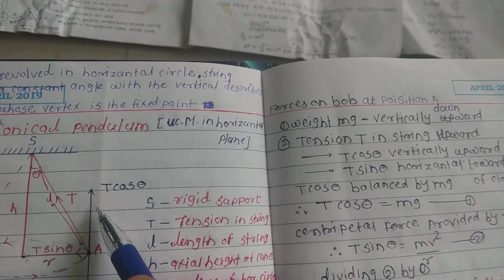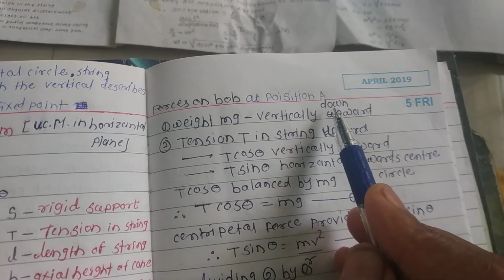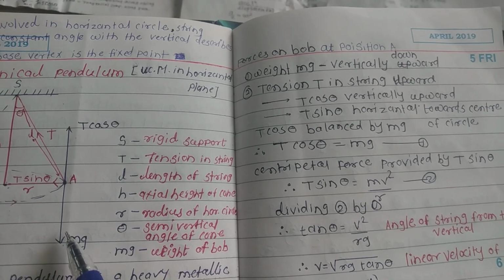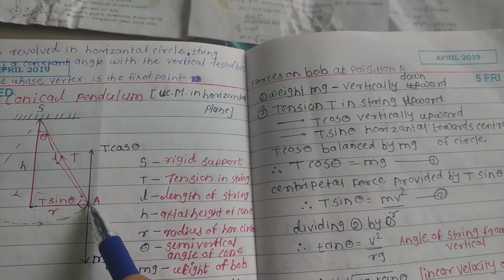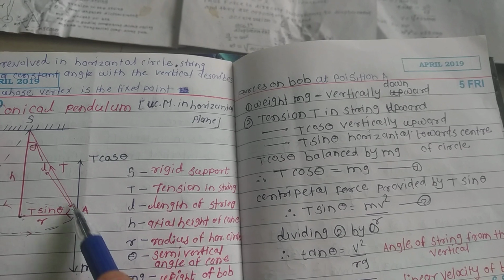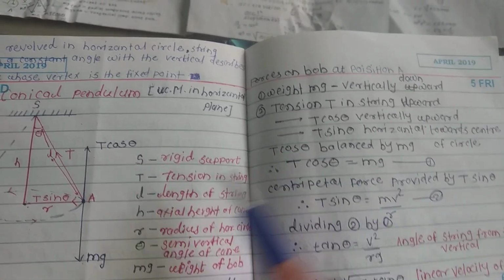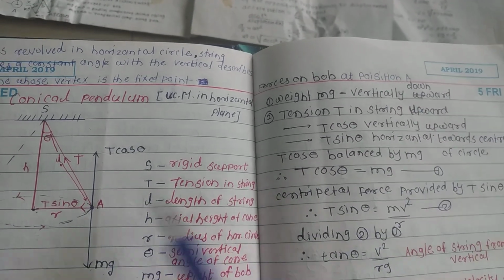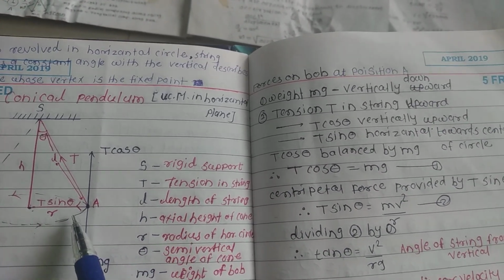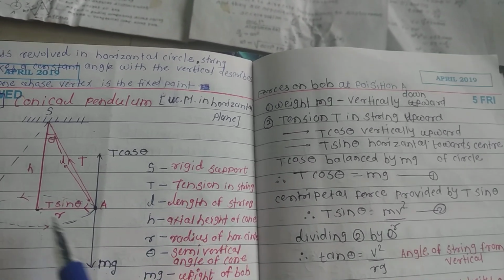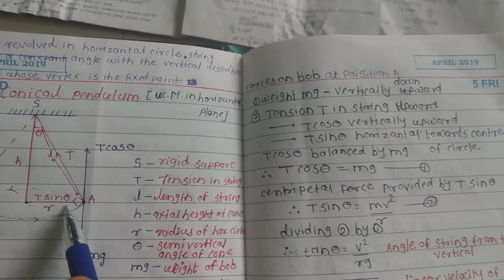Now see there, let us see the forces. Just as we discussed in the diagram, we have to write it now. Forces on the bob at position A: weight mg, vertically downward; due to tension, it is in the vertically upward direction. That tension is resolved into two components, T cos theta vertically upward and T sin theta horizontally toward the center. With this we write the equations: T cos theta balances mg, and T sin theta balances the centripetal force.